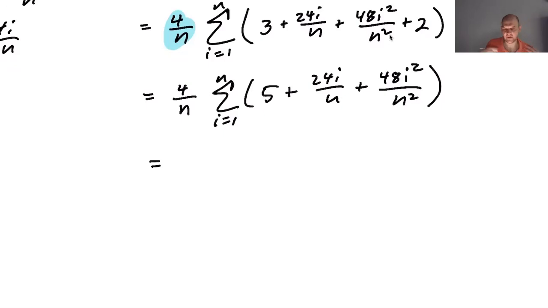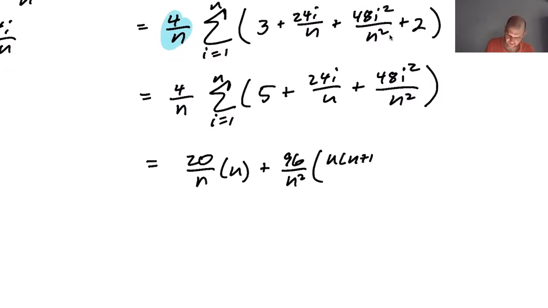All right, so I'm going to pull out the 5 and I'll get 4 times 5 over n, so 20 over n. And then the sum of 1 is just n. Plus I'm pulling out 24 over n. So 4 times 24 is 96 over n times n is n squared. The sum of i is n plus 1 over 2.